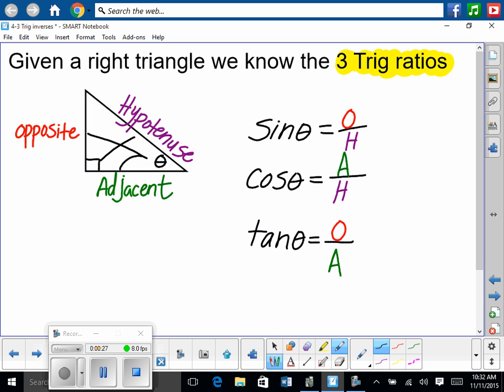Sine of theta, cosine theta, tangent theta. And our saying goes, oh heck, another hour of agony. Opposite over hypotenuse, adjacent over hypotenuse, opposite over adjacent. We're all okay with those.